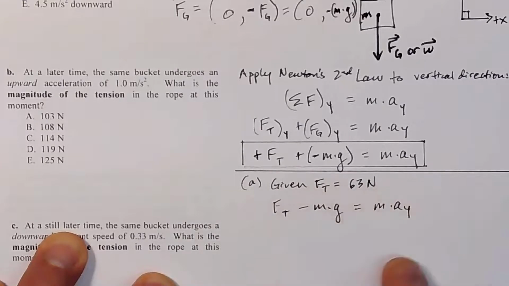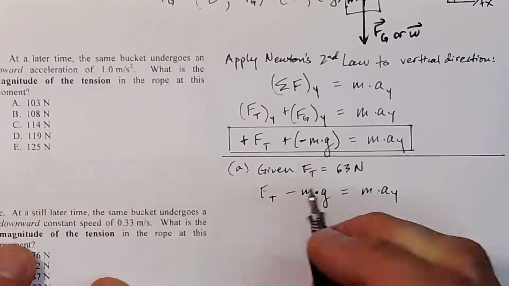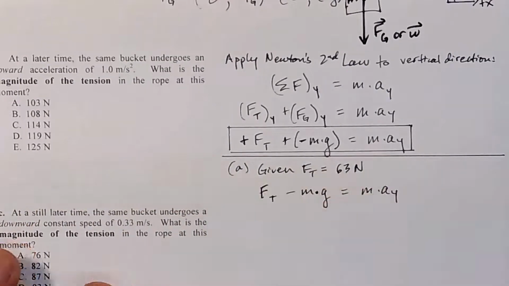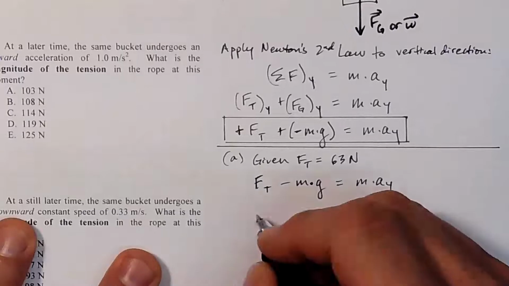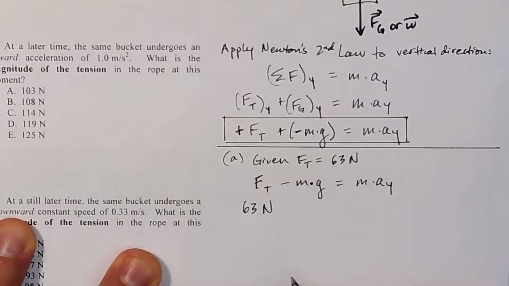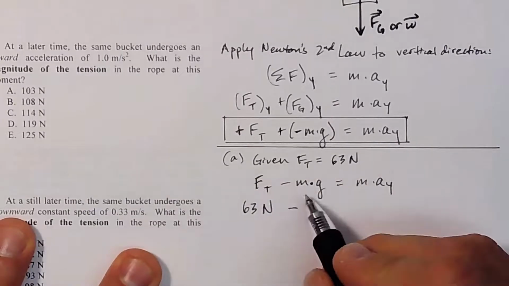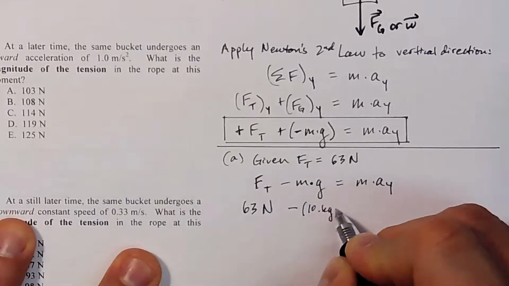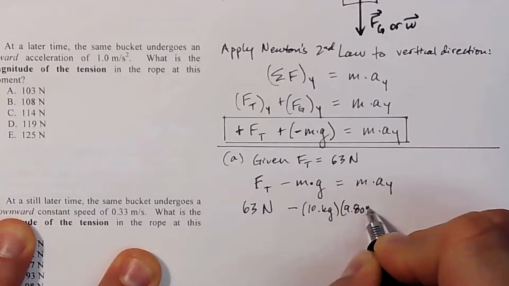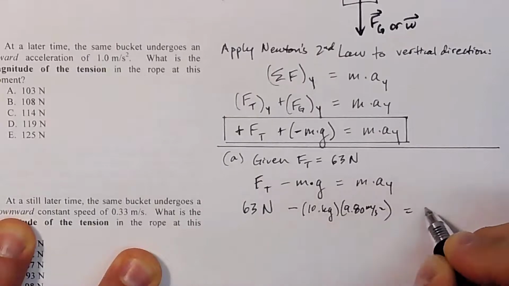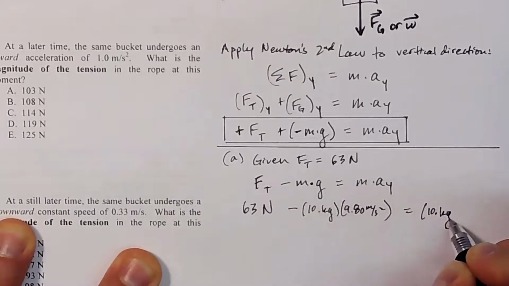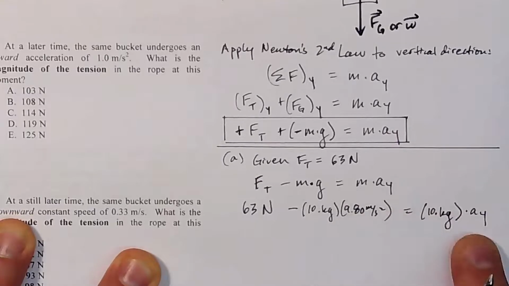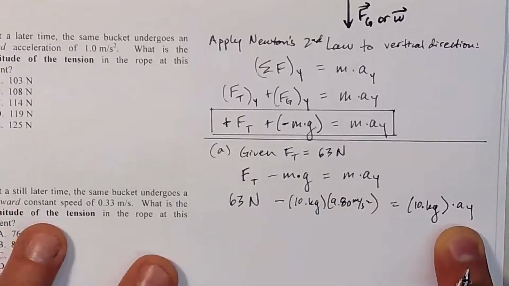Now, you can write this algebraically in different ways. You can collect terms, collect the masses, etc. I'm just going to go ahead and leave it this way, but there are multiple correct ways to do this. So the tension is 63 newtons. Notice this is the weight, right? So I'll go ahead and plug in what we know. And here's our unknown, the acceleration.